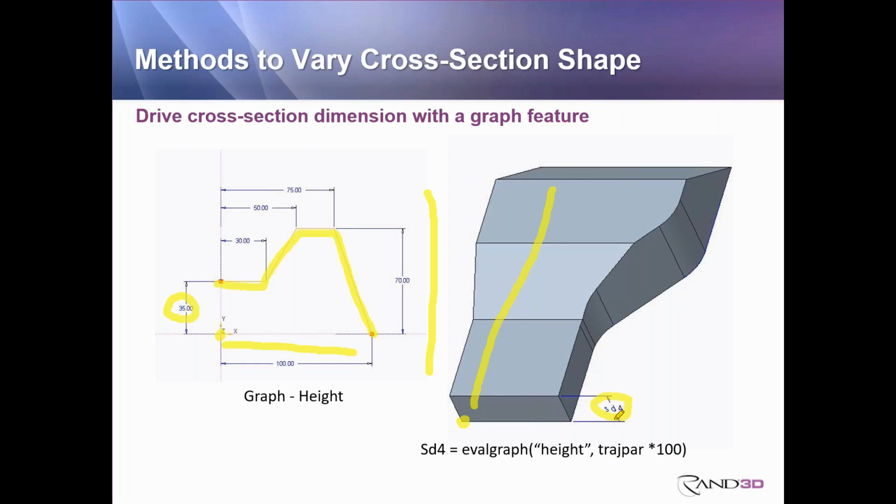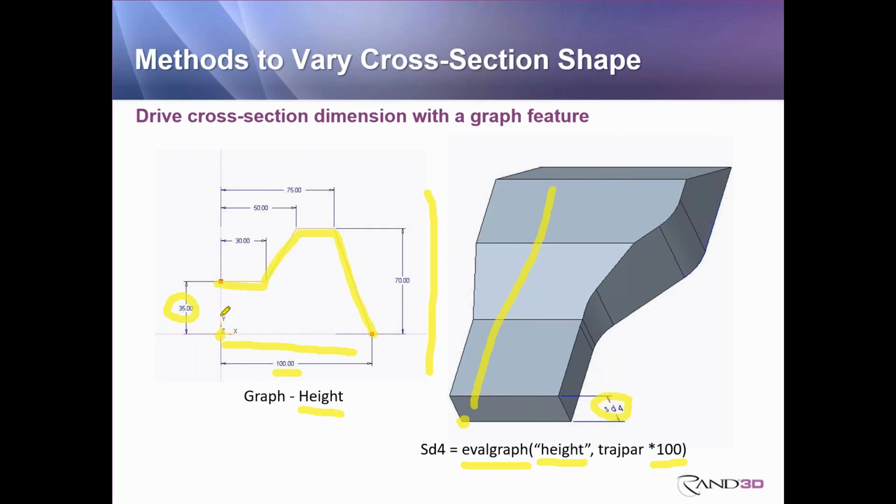Just making the graph, once you've created it and you say done, doesn't do anything. You will have to add a relationship into your sweep. Again, back in the sketcher, you would find out the name of that dimension. It's SD4 in this case, is equal to, and you want to link it to the graph. So you say eval graph, and then inside brackets and inside quotes, you put the name of your graph. I called my graph height, so I would just type in height here. And then comma trajpar. Again, this trajectory parameter is going to run from 0 to 1. And then they're multiplying, in this case, by 100. The reason they're multiplying by 100 is that's the length they made their graph over here. You can make your graph any length that you want.